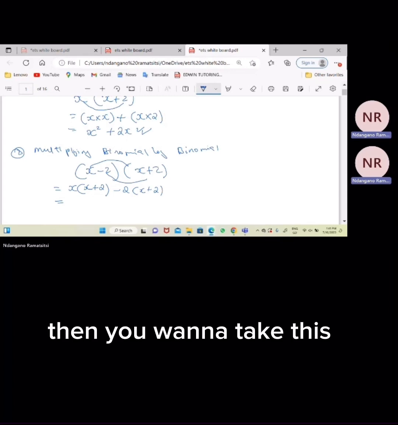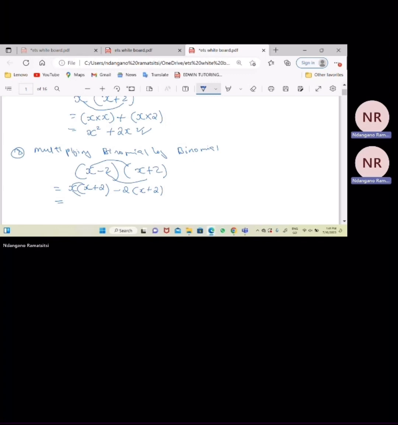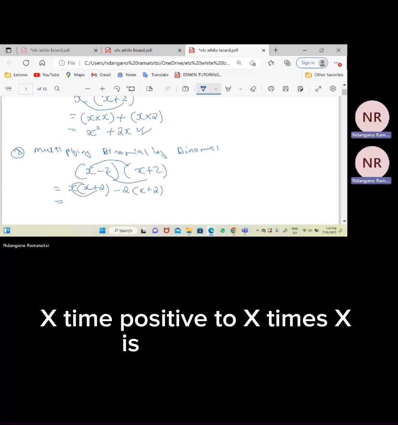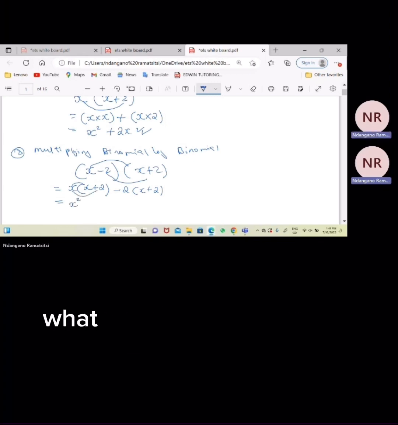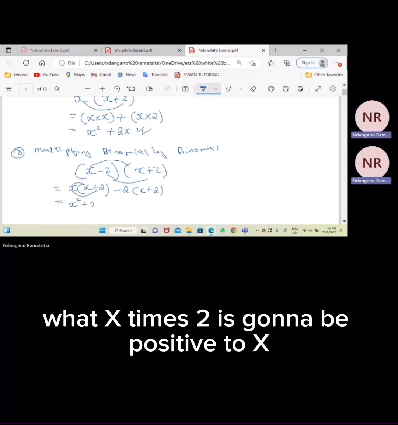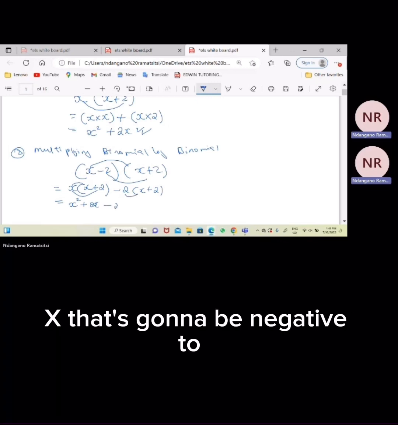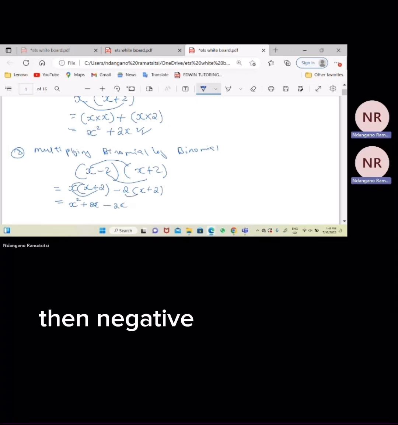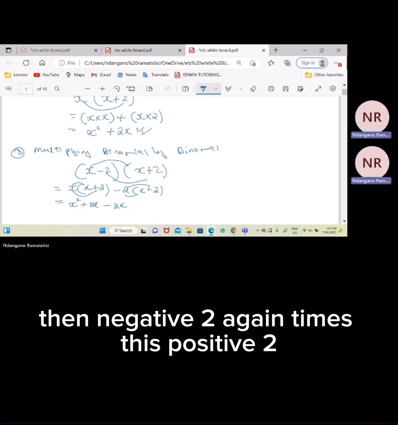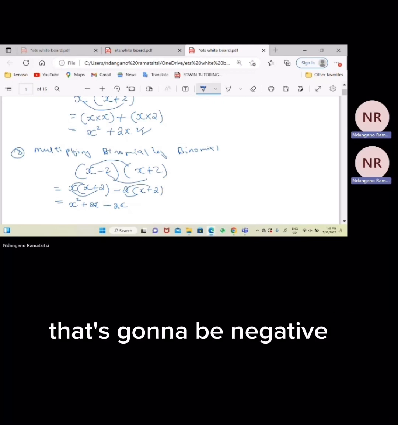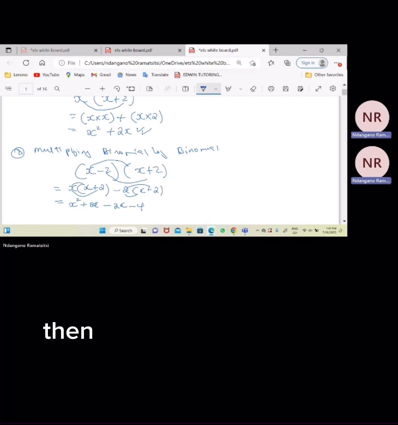Then you're going to take this x: x times x is x squared. X times 2 is positive 2x. Then this negative 2 times this x is negative 2x. Then negative 2 times this positive 2 is negative 4. Then we have the like terms. You have to group the like terms, which are these.